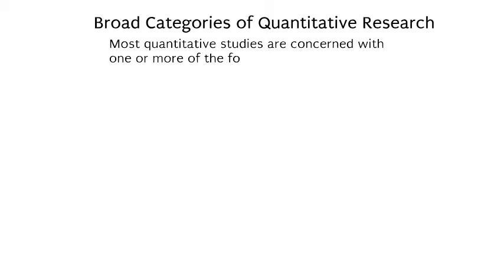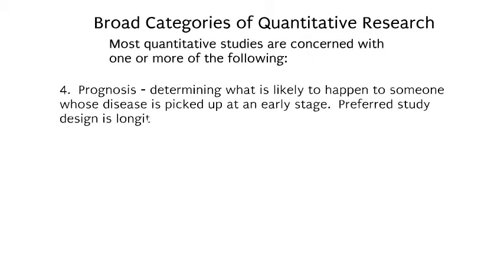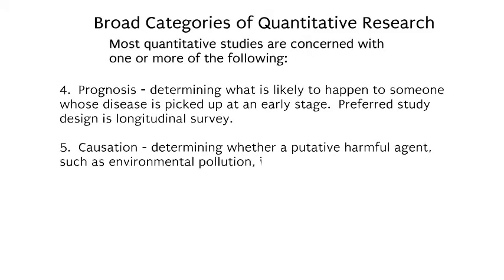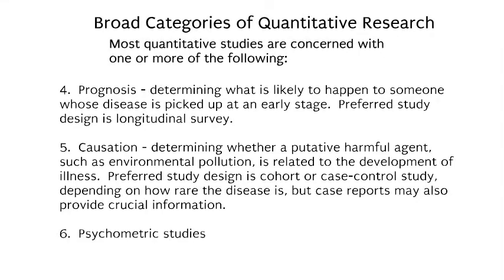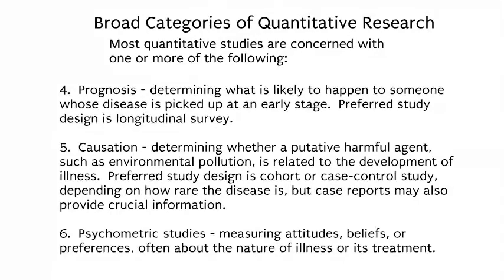Fifth is causation, determining whether a putative harmful agent, such as environmental pollution, is related to the development of illness. Preferred study design is cohort or case controlled study, depending on how rare the disease is, but case reports may also provide crucial information. Sixth is psychometric studies, measuring attitudes, beliefs, or preferences, often about the nature of illness or its treatment.